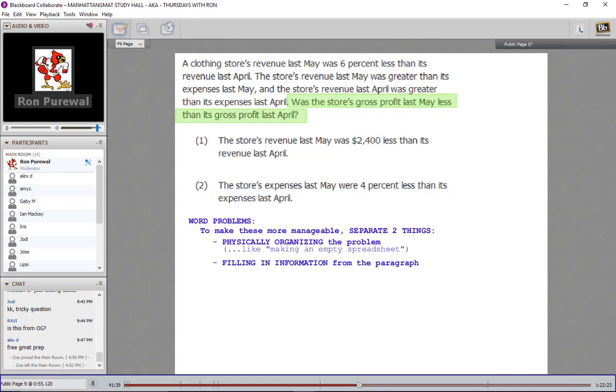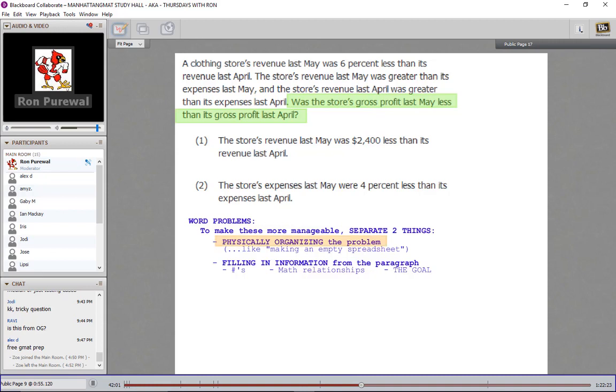I have a few different kinds. Any numbers, of course, but also mathematical relationships. And don't forget to mark what the goal of the problem is. Do these separately. So in terms of physically organizing this thing, remember there's no math happening yet.